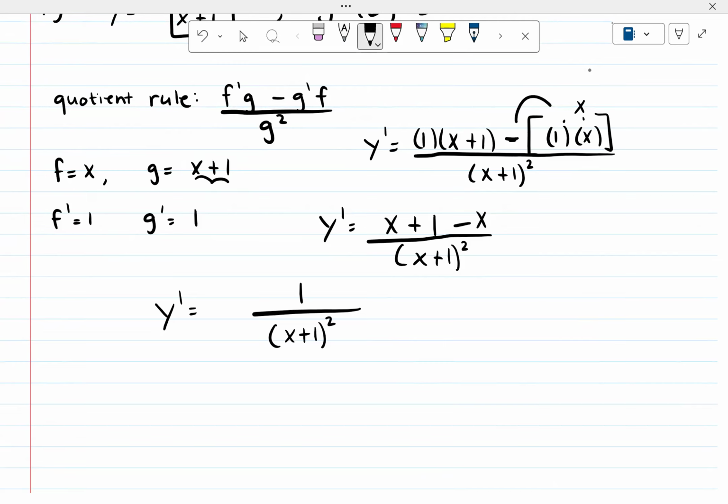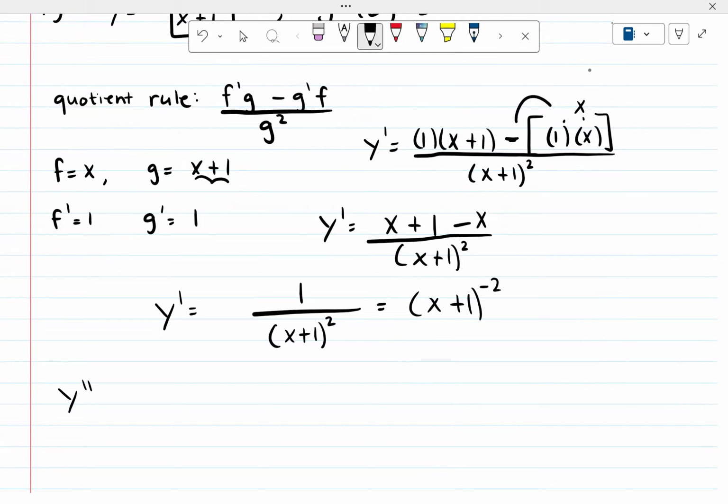Now we have to find the second derivative, so we have to find y double prime. Now, I'm going to do something different. I'm not going to use the quotient rule. I have a 1 on the top and an x plus 1 squared on the bottom. You'll probably think, well, this is a fraction, I have to use the quotient rule. Not quite. You can actually rewrite this as a negative power. So how would I rewrite 1 over x plus 1 squared as a negative power? That is the same thing as x plus 1 to the negative 2.